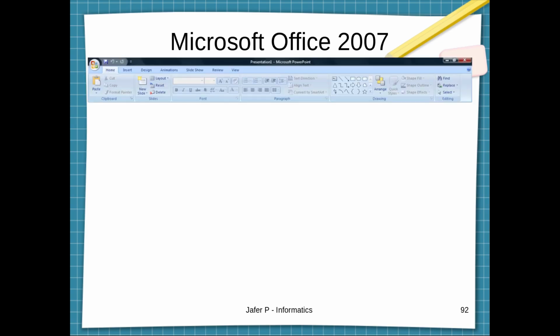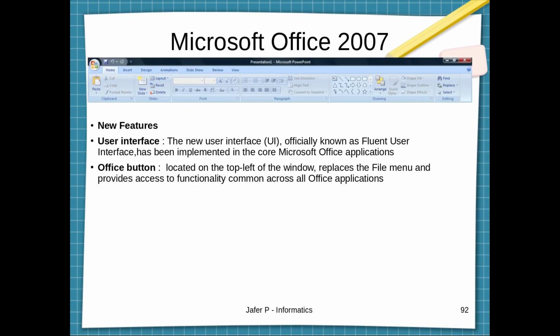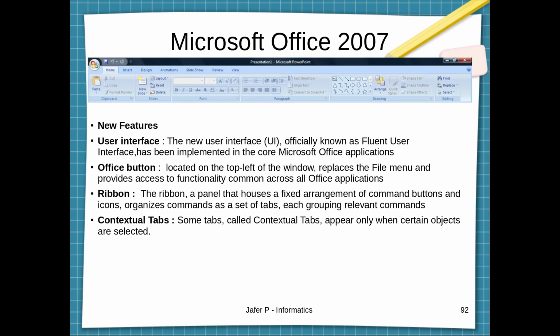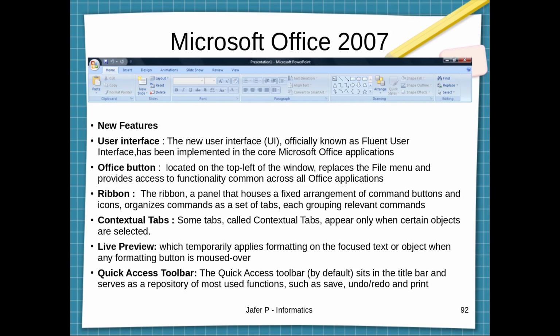പിന്നെ വരുന്നത് മൈക്രോസോഫ്റ്റ് ഓഫീസ് 2007 ആണ്. ഓഫീസ് 2007ൻ്റെ പ്രത്യേകത എന്ന് പറയുന്നത് അതിന് കുറേ ഫീച്ചേഴ്സ് കൂടുതലായിട്ട് ആഡ് ചെയ്തിട്ടുണ്ട്. യൂസർ ഇൻ്റർഫേസ്, ഓഫീസ് ബട്ടൺ, റിബൺ, കോണ്ടെക്സ്റ്റ് ടാബ്, ലൈവ് പ്രിവ്യൂ, ക്വിക്ക് ആക്സസ് ടൂൾ ബാർ എന്ന് പറയുന്ന ഈ തരത്തിലുള്ള ഒരുപാട് ഫീച്ചേഴ്സ് കൂടുതലായിട്ട് മൈക്രോസോഫ്റ്റ് ഓഫീസ് 2007 ഇംപ്ലിമെൻ്റ് ചെയ്തിട്ടുണ്ട്.